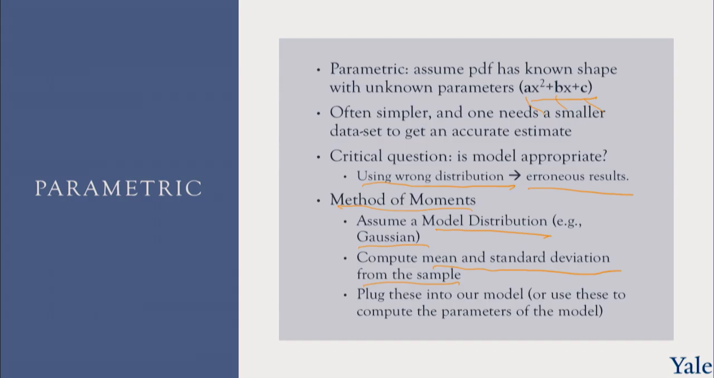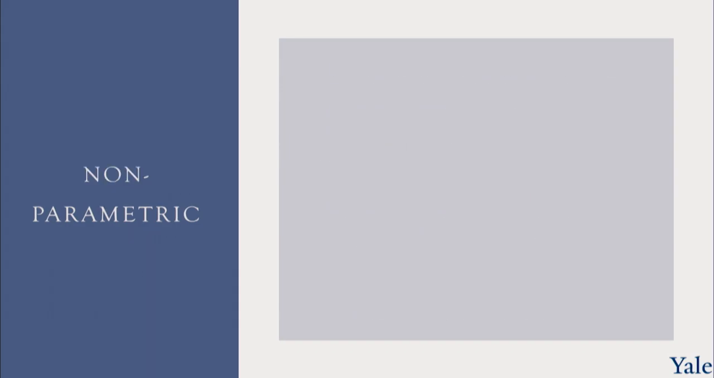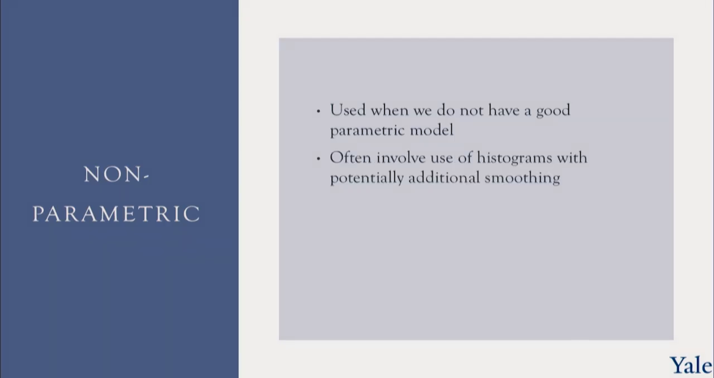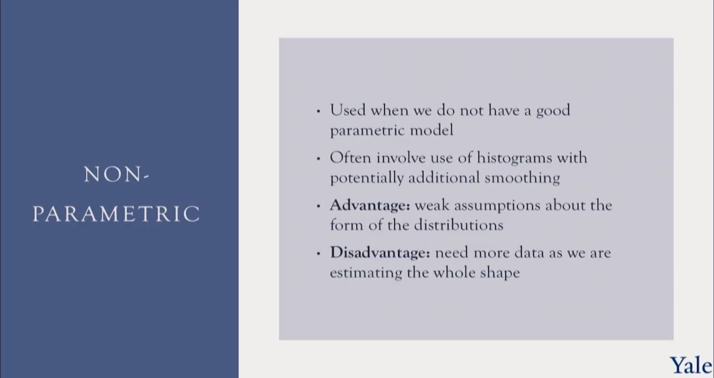Now, that is fine, but sometimes it doesn't work. For example, we can use non-parametric methods when we do not have a good parametric model. And often this involves the use of histograms and potentially additional smoothing. The advantage of non-parametric methods, where we make no assumptions as to the model, is that we make very weak assumptions about the form of the distribution. The disadvantage is that all of a sudden we need a ton more data.